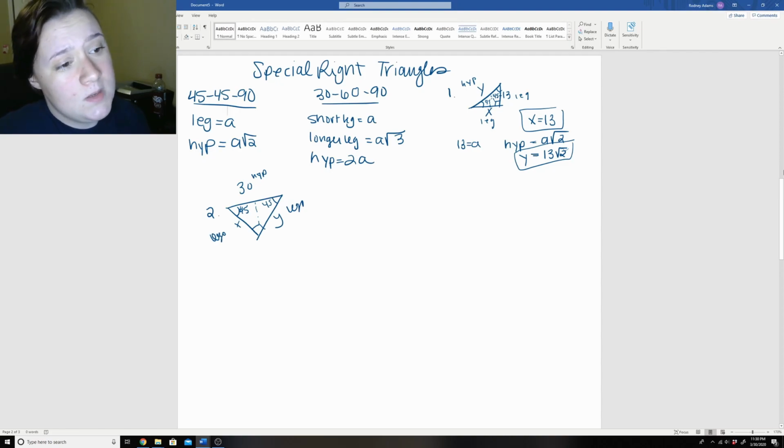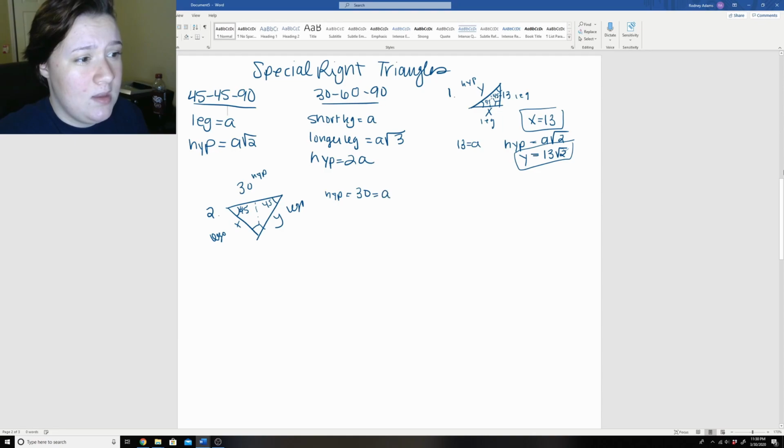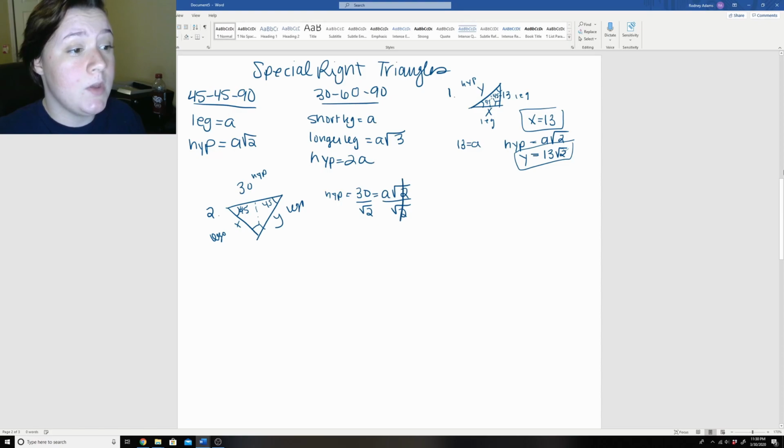Okay, so the legs, again, are equal to a, but it doesn't give us what the legs are. It gives us the hypotenuse. So this hypotenuse, which is 30 here, is equal to a times the square root of 2. Okay, and if we're looking to solve for a, we have to divide by the square root of 2. So if we divide by the square root of 2, those are going to cancel out, giving us that a is equal to 30 divided by the square root of 2, which we can rationalize.